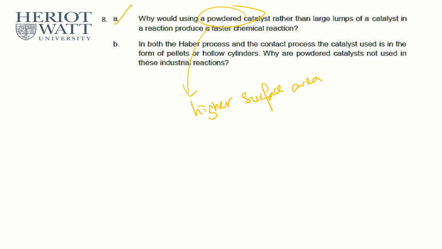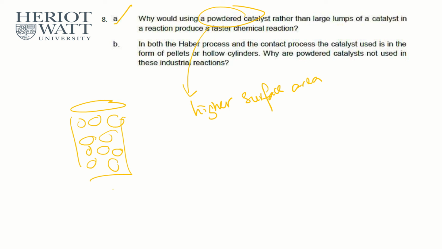Clear? Now, for B, in both the Haber process and the contact process, the catalyst is used in the form of pellets or hollow cylinders. Still remember I explained this, when you have a cylinder and inside you have a lot of pores. The more pores you have, the higher the surface area. So they will use it in this form. And why is powder not in use, guys?